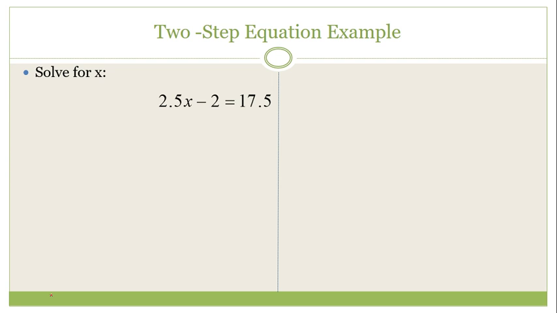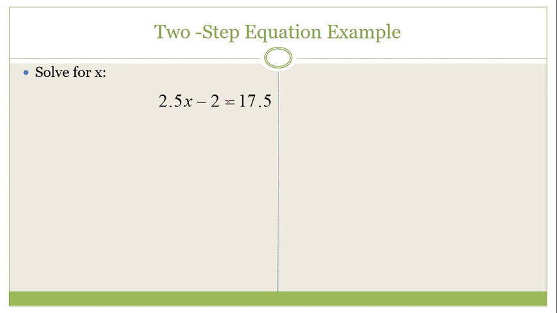Here we have 2.5x minus 2 equals 17.5. So think back to our example again with the mason jars, and ask yourself, if I were to give you a number for x, according to the order of operations, what would be done to the x? So suppose I said let x be 2.